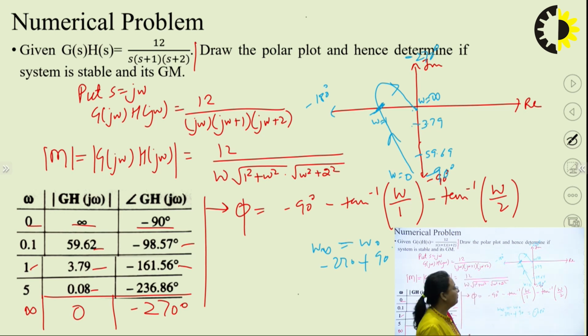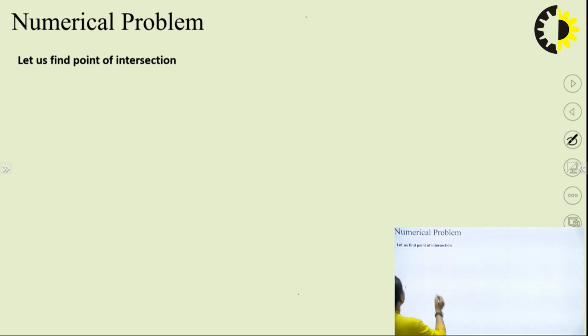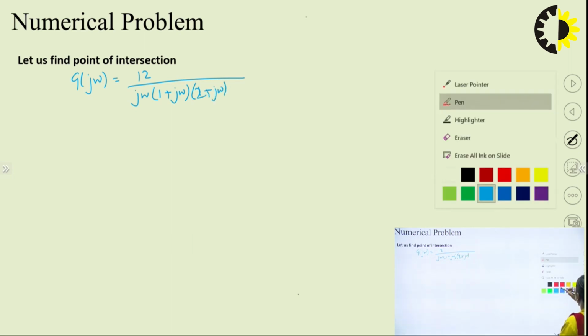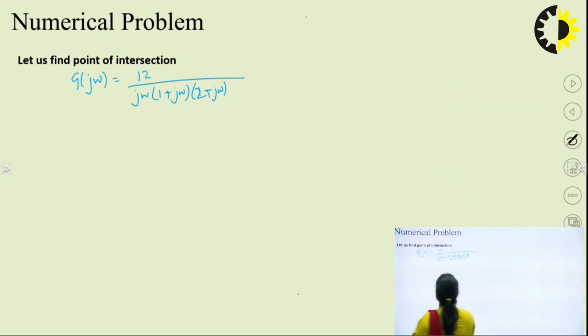So, this is the value 12 upon jω, (jω plus 1) and (jω plus 2). For the point of intersection, G(jω) will be 12 upon jω (1 plus jω) and (2 plus jω), right. First of all, I will simplify this only. Then only I am able to separate the real and imaginary parts.